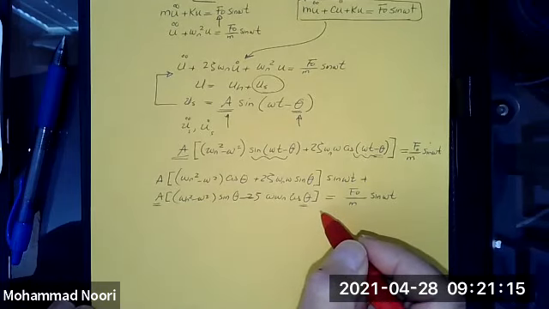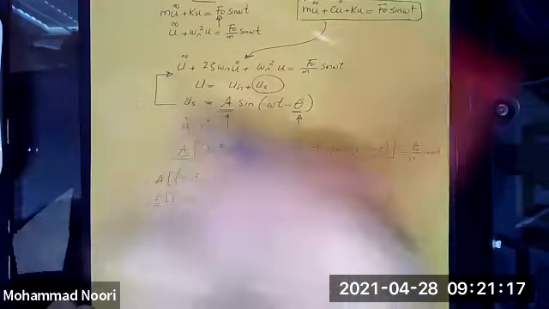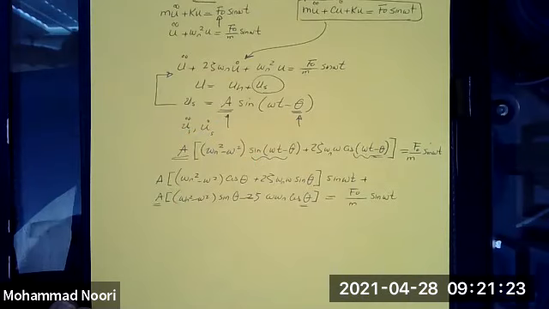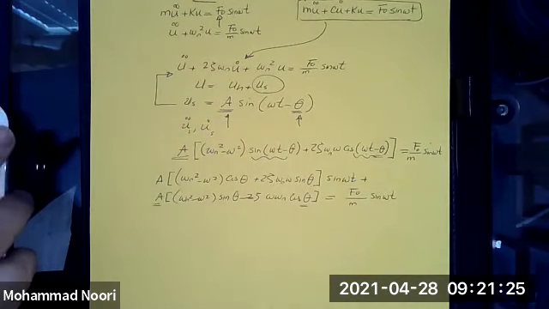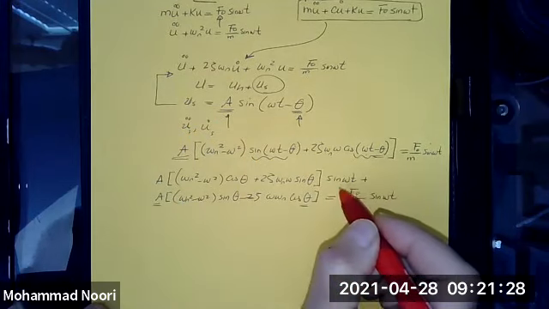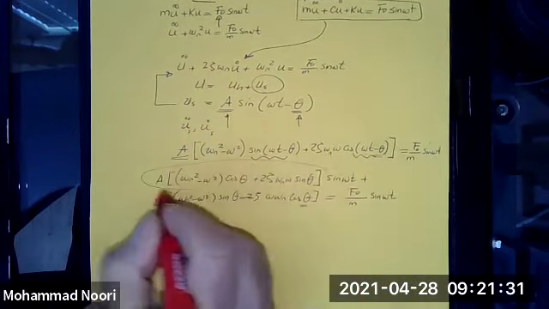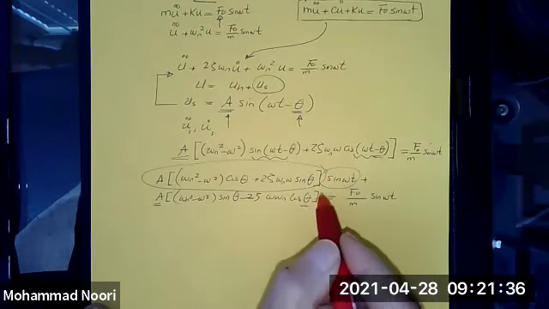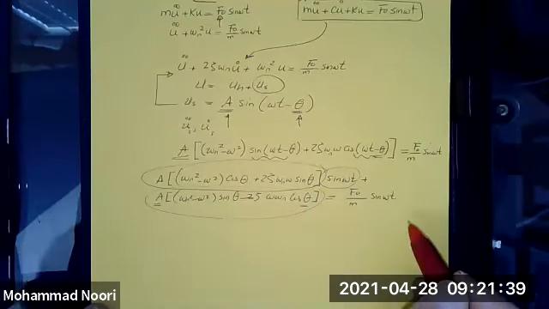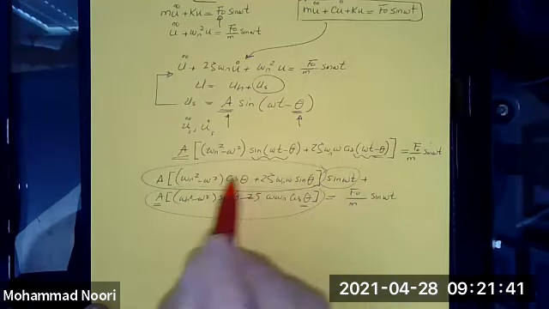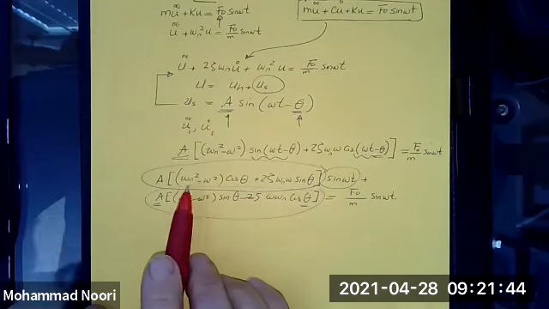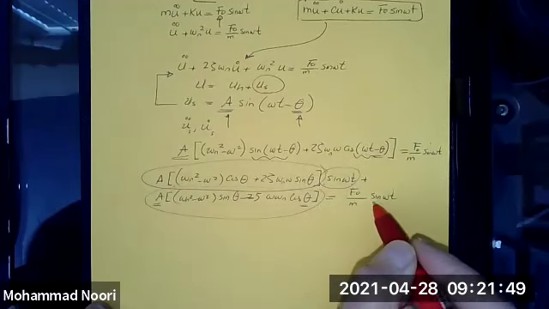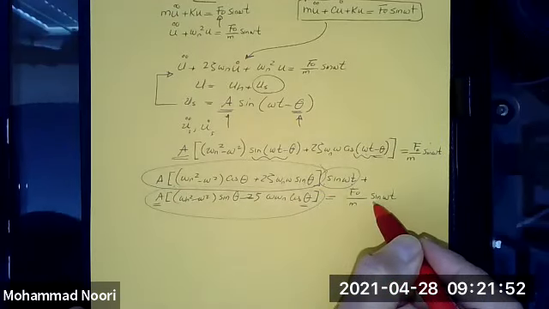Okay, how do you do that? Well, on the left-hand side, you have this times sine omega t, and then you have a term like this. You need to put the coefficient of sine omega t on the left-hand side equal to the coefficient of sine omega t on the right-hand side.